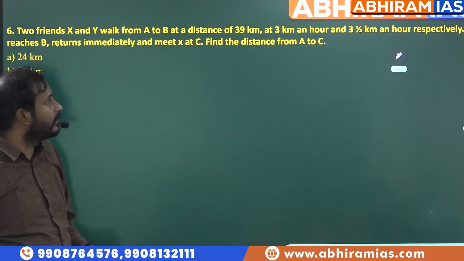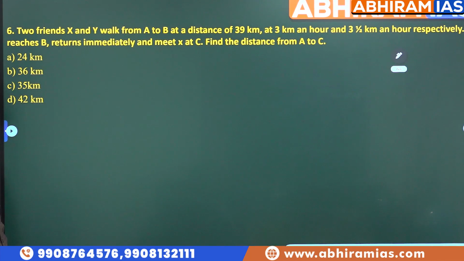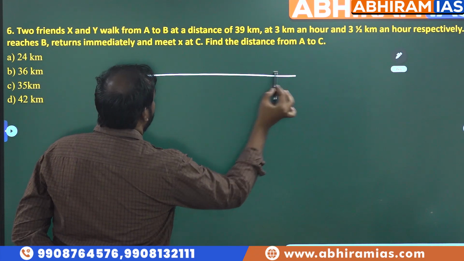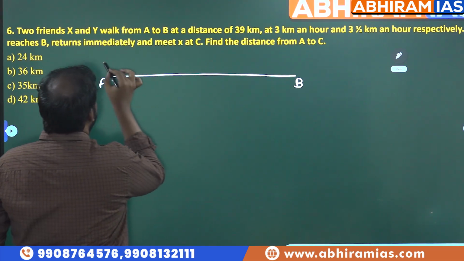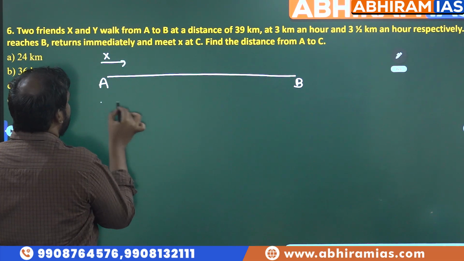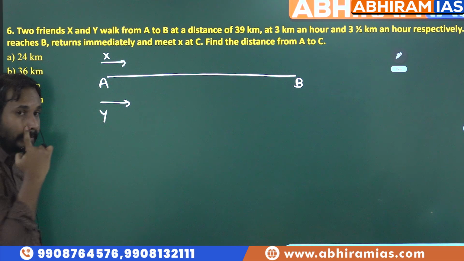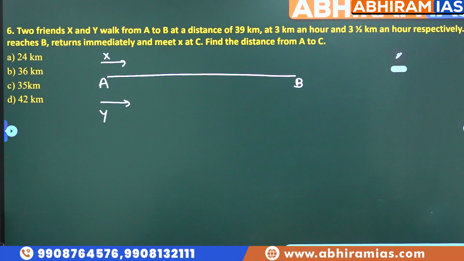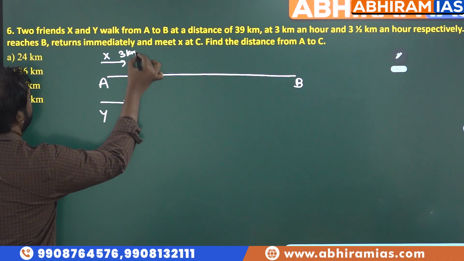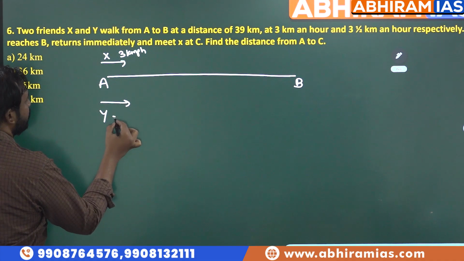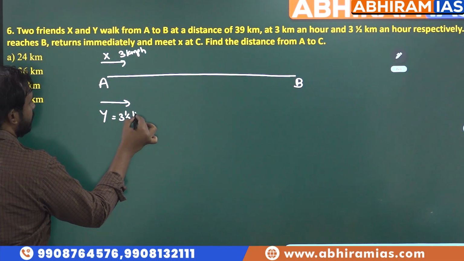Next question. Two friends X and Y start walking from A to B, at 3 km per hour and 3.5 km per hour respectively. That means X will be moving with 3 kmph of speed and Y is moving with 3.5 kmph speed.